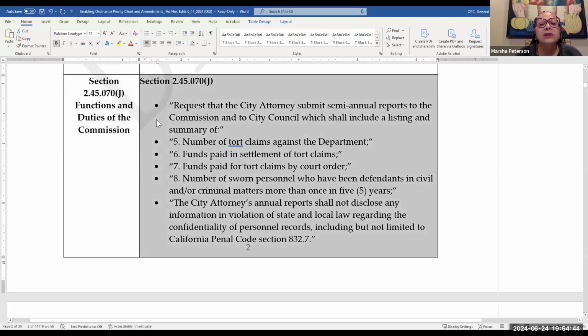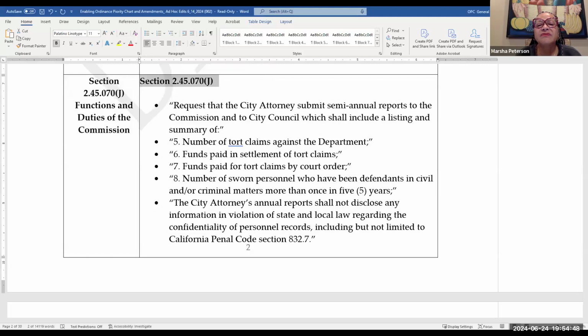Section J. Request that the city attorney submit semi-annual reports to the commission and to city council, which shall include a listing or summary of: number of tort claims against the department; funds paid in settlement of tort claims; funds paid for tort claims by court order; number of sworn personnel who have been defendants in civil and/or criminal matters more than once in 5 years. The city attorney's annual report shall not disclose any information in violation of state and local law regarding the confidentiality of personnel records, including but not limited to California Penal Code Section 832.7.